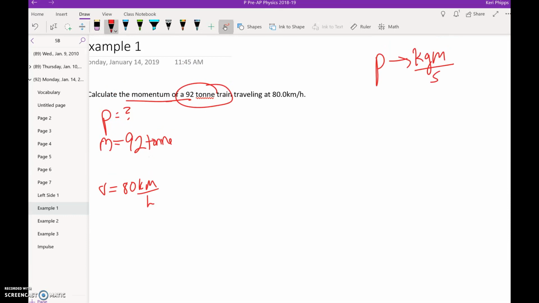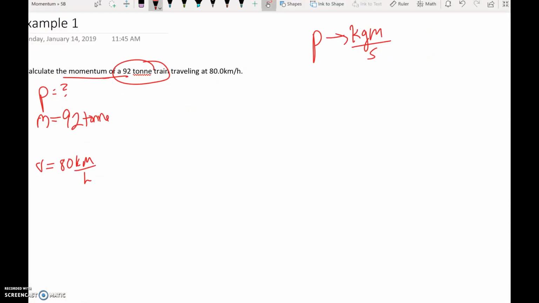So let's keep going with this. What I was saying was that momentum has to be in kilogram meters per second, and this is not, so we have to do conversions.